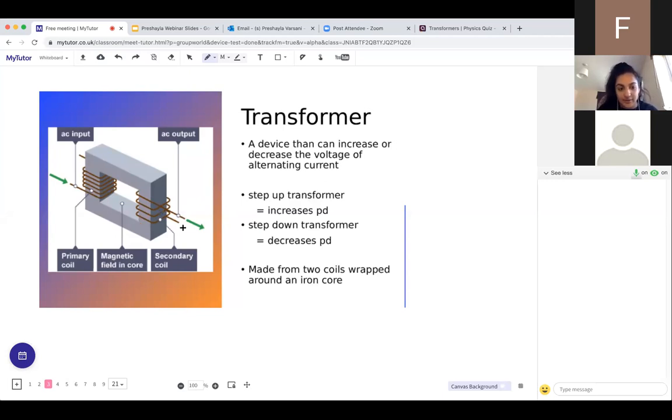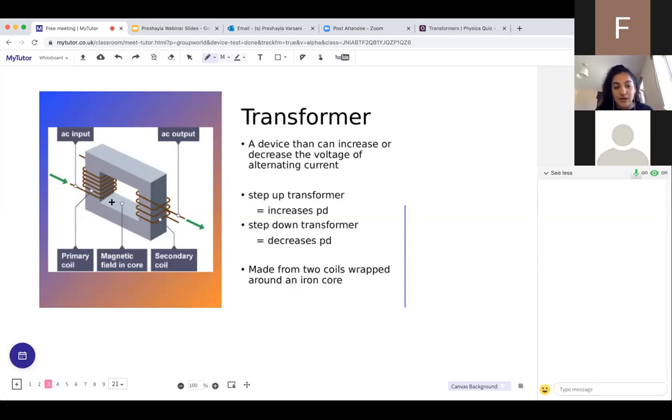The coil on the leftmost side is the primary coil, and the coil on the right-hand side is the secondary coil. In other words, the coil that matches the input is the primary coil, and the coil that matches the output is the secondary coil. Now, as you can see, there are more coils on the left-hand side than there are on the right-hand side.